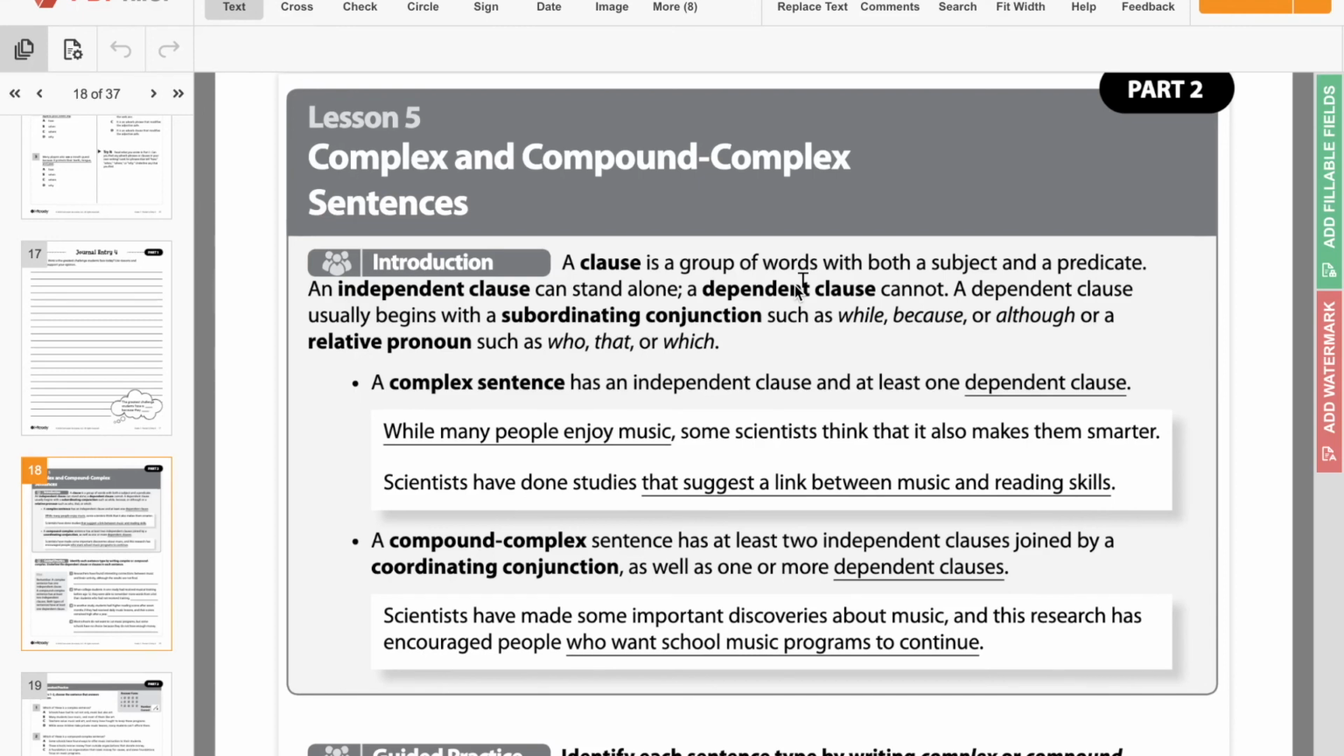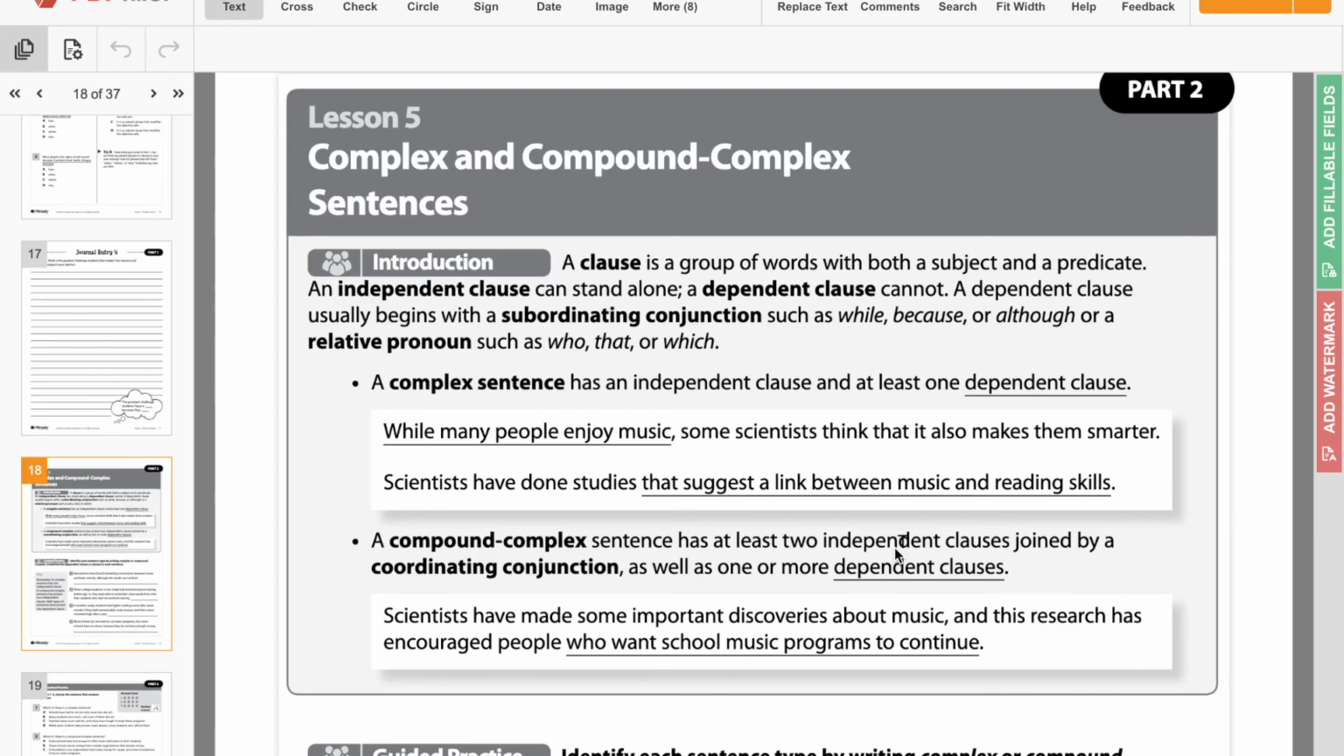But if you said, some scientists think that it also makes them smarter, that makes sense on its own. That's our independent clause. So this is a complex sentence: one dependent clause, one independent clause. Same thing down here. Scientists have done studies. That's a complete thought, an independent clause. That suggests a link between music and reading skills. It wouldn't make sense on its own. It's a dependent clause. Put them together, and that makes a complex sentence.